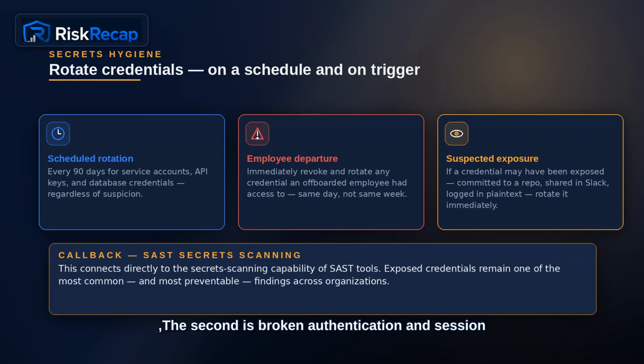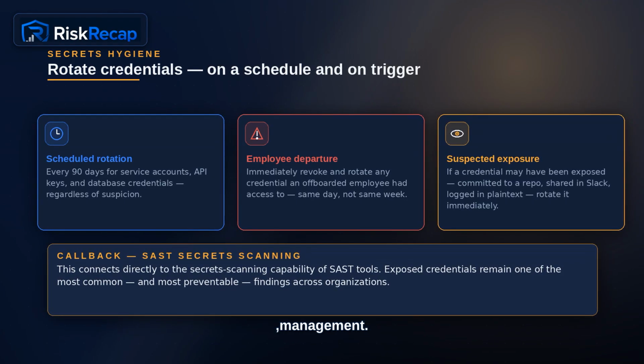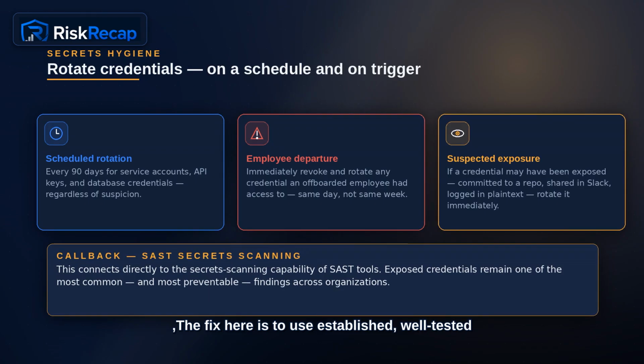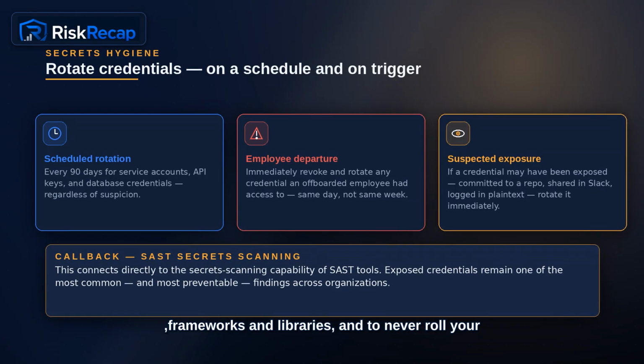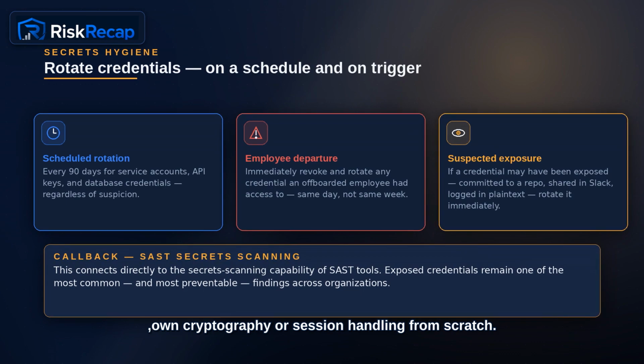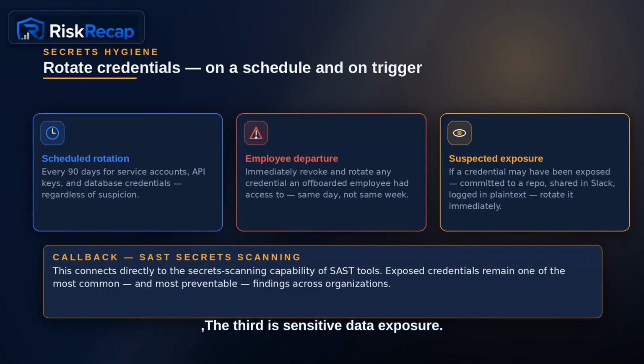This connects directly back to the secret scanning capability of SAST tools that we discussed in an earlier episode, and it remains one of the most common and most preventable findings across organizations.